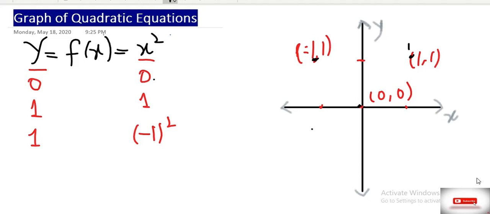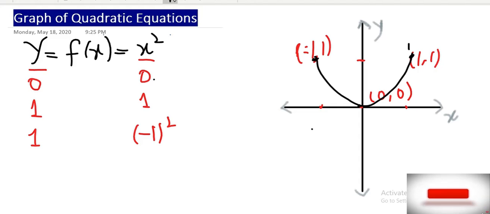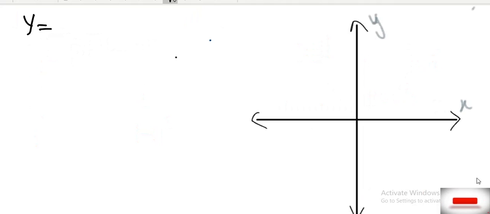Now let's draw these points in a graph and see what type of graph it is. You can see that this graph is a parabola. Now let's make a change to this function. Let's suppose we have the function y = f(x) = x squared plus 1. What will happen with this function?